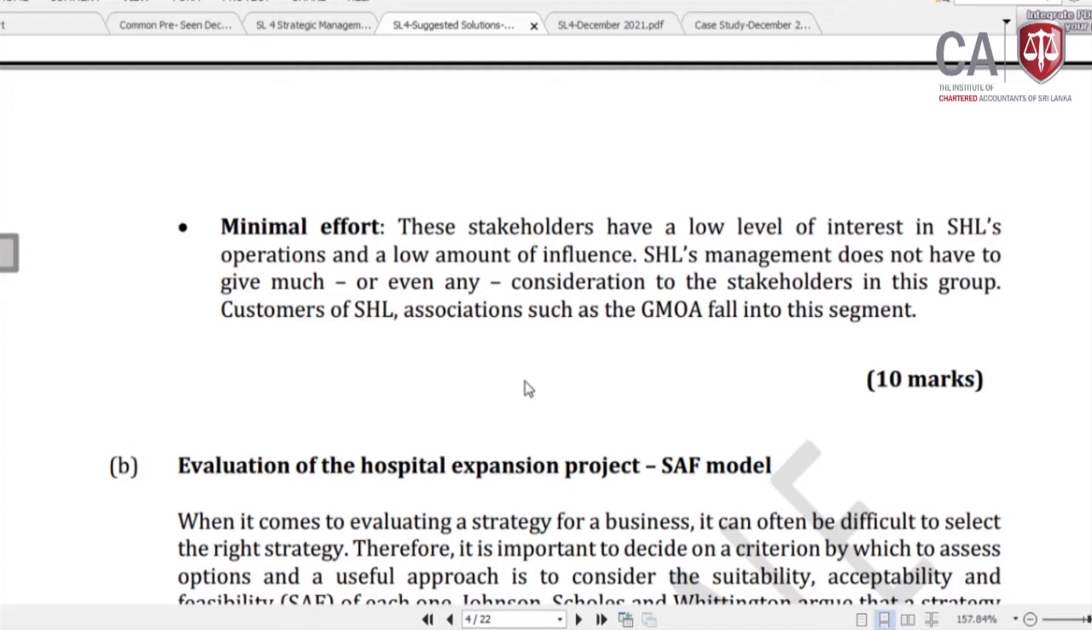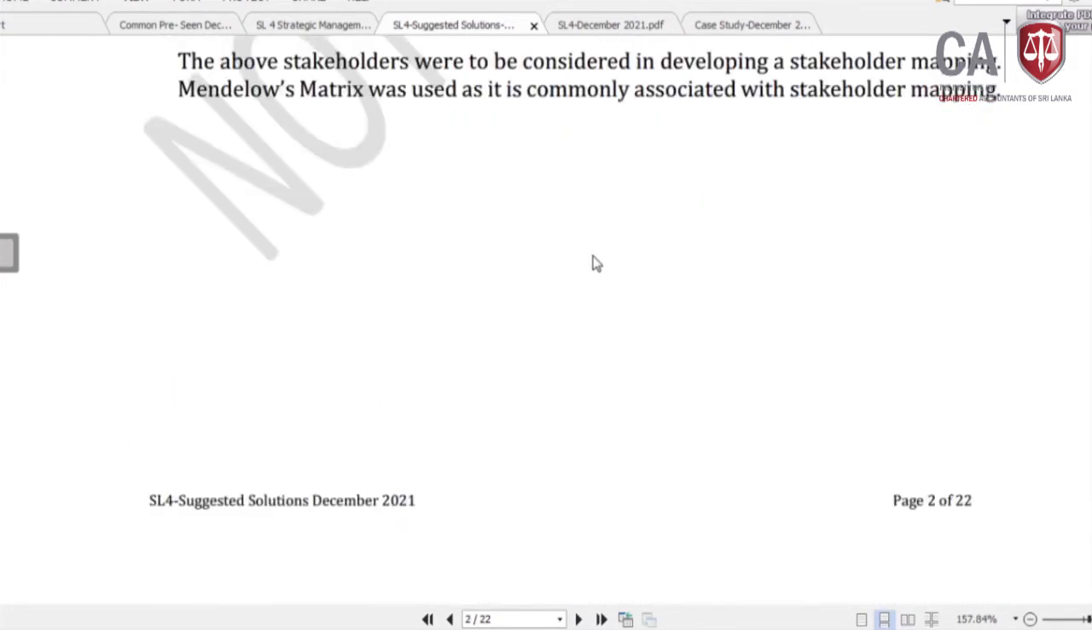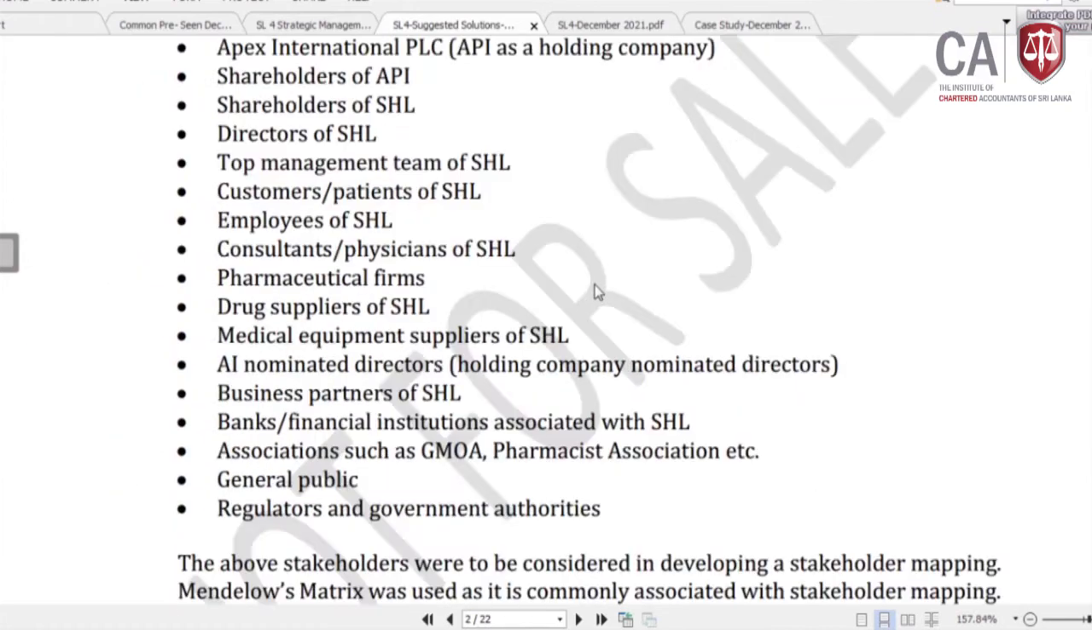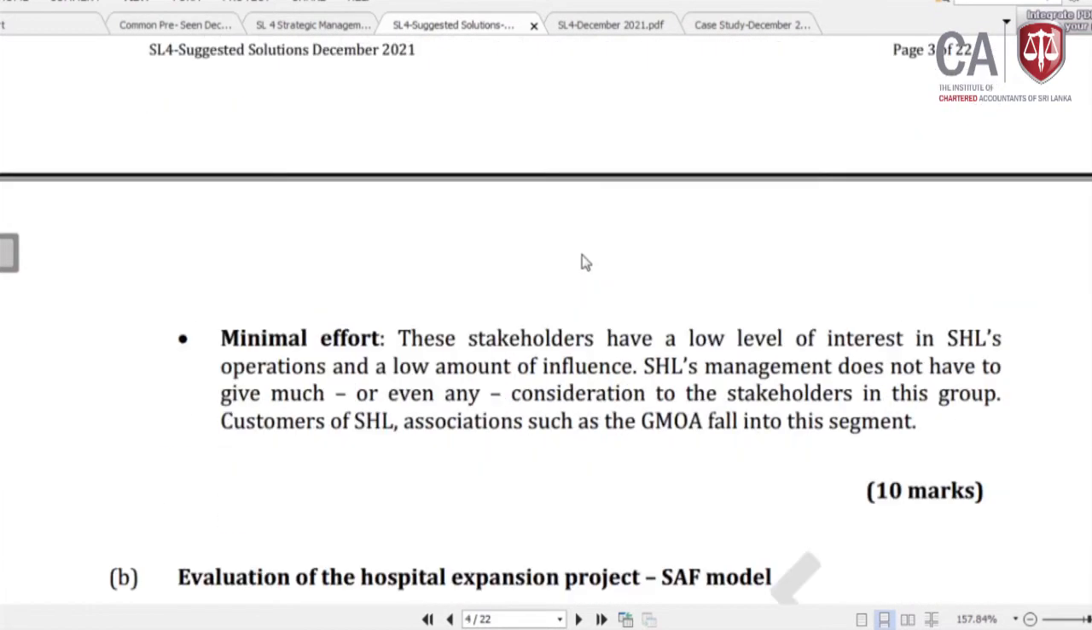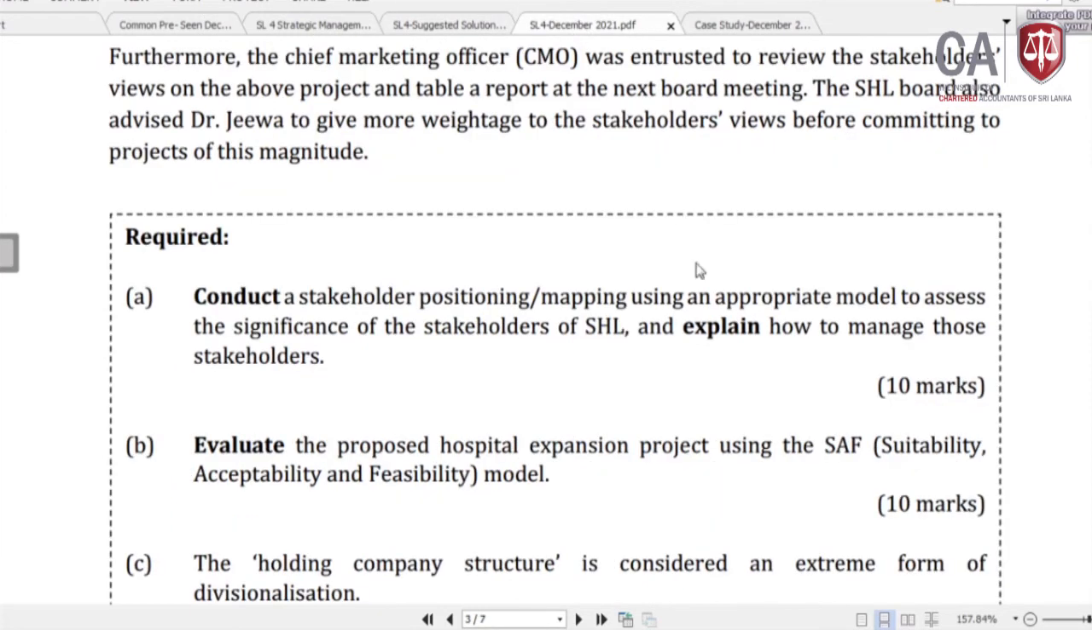Customers, see he says customers are under that group, but I identify them under B group. It's based on argument. GMOA he has identified under this group, but I identify even in the D, right, or C probably, right. It depends on your argument, right. Okay, right. Then we'll move to part B of the questions.